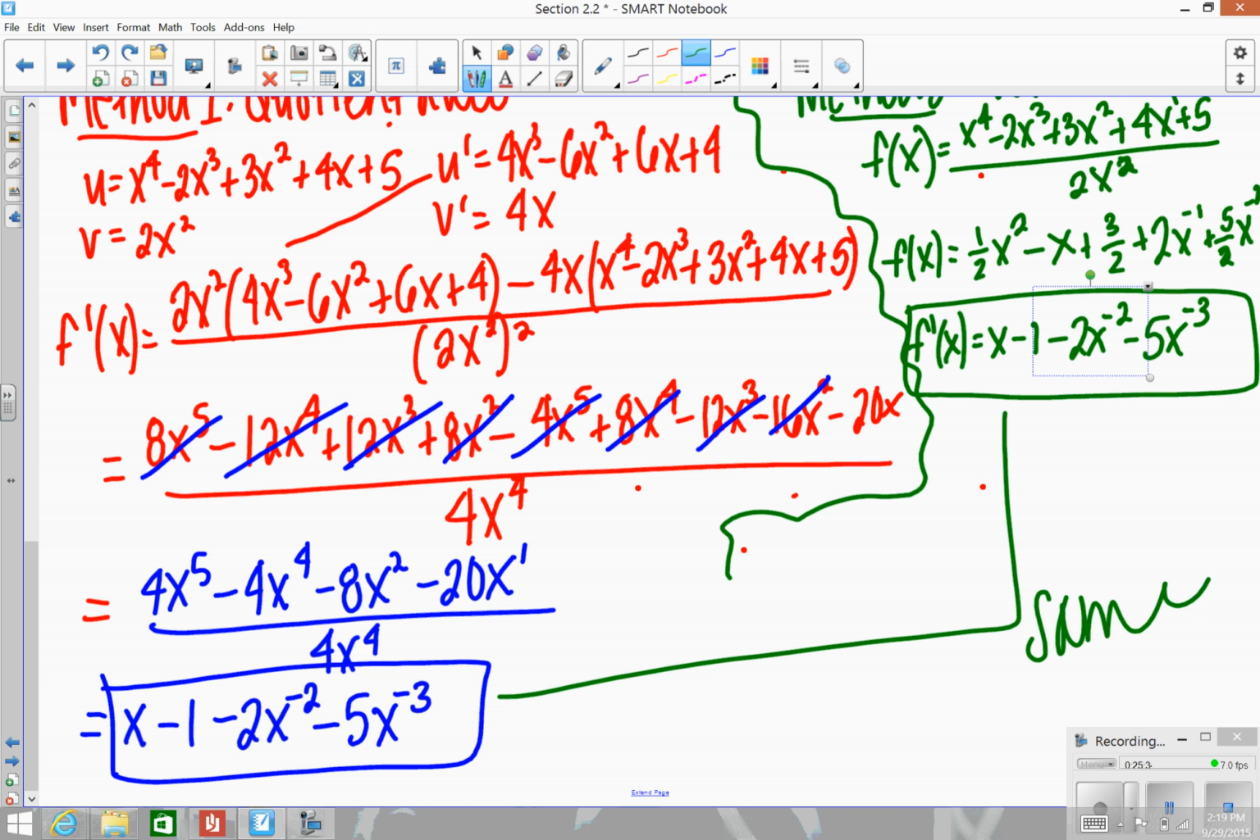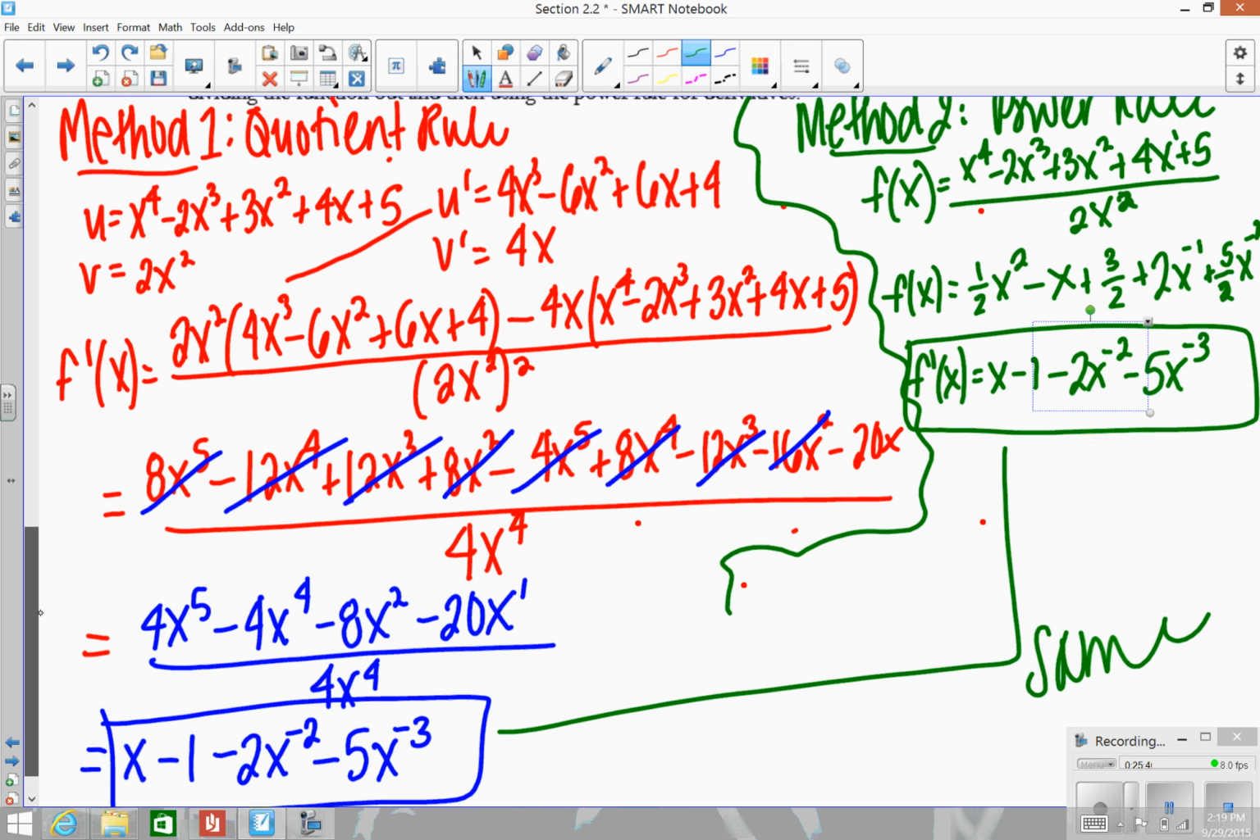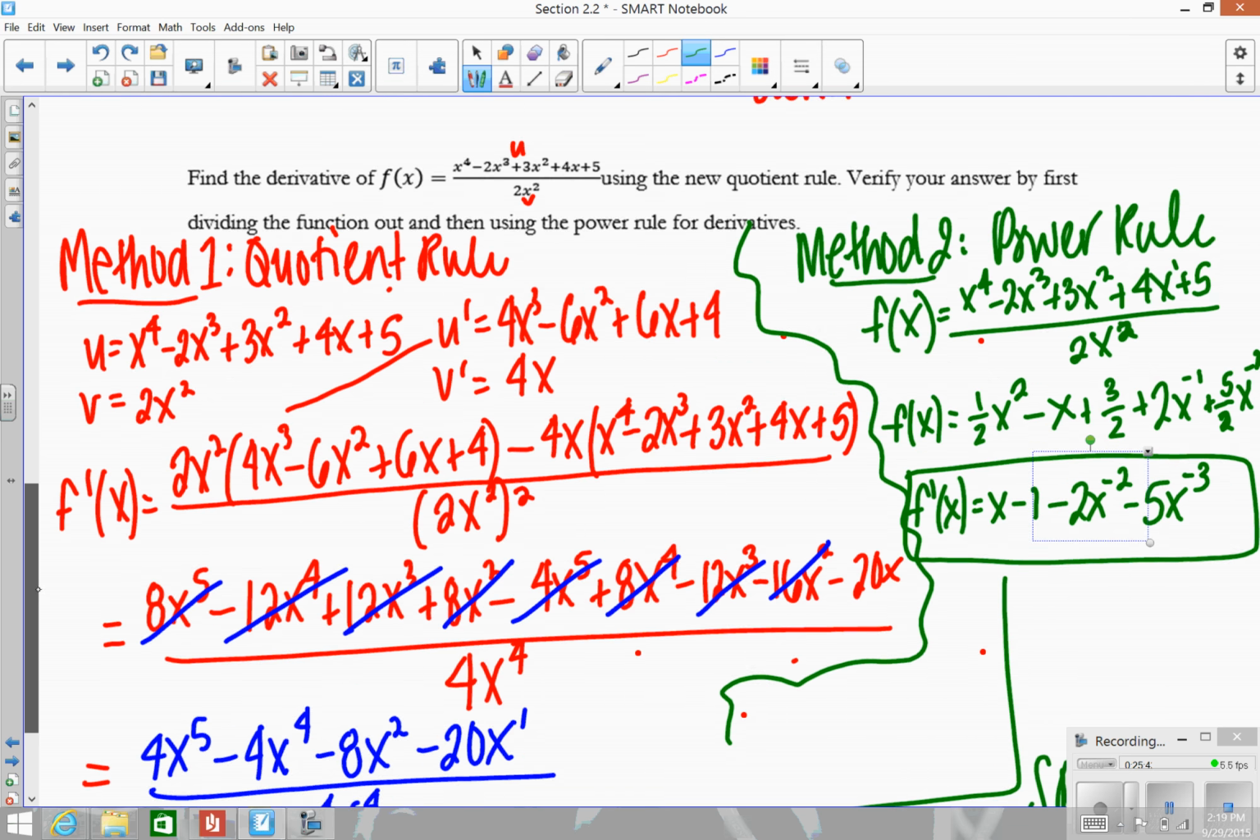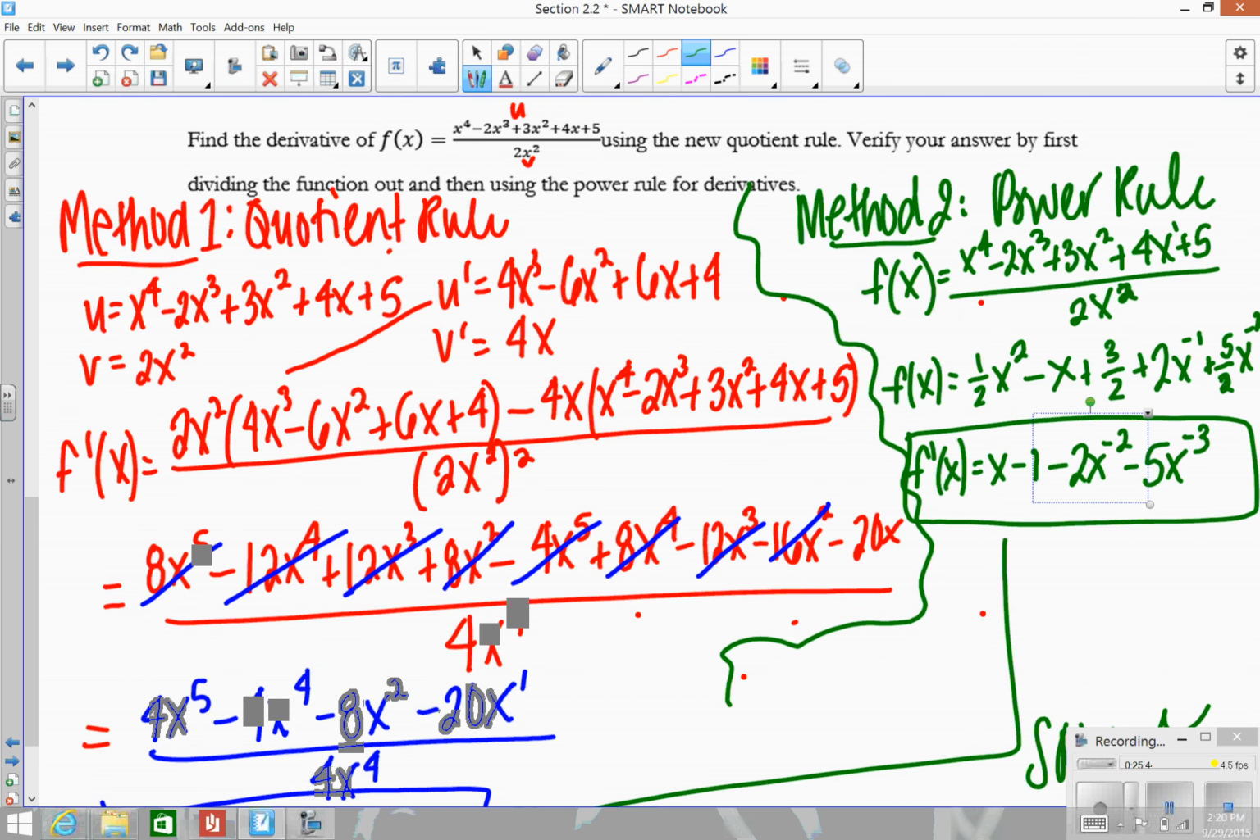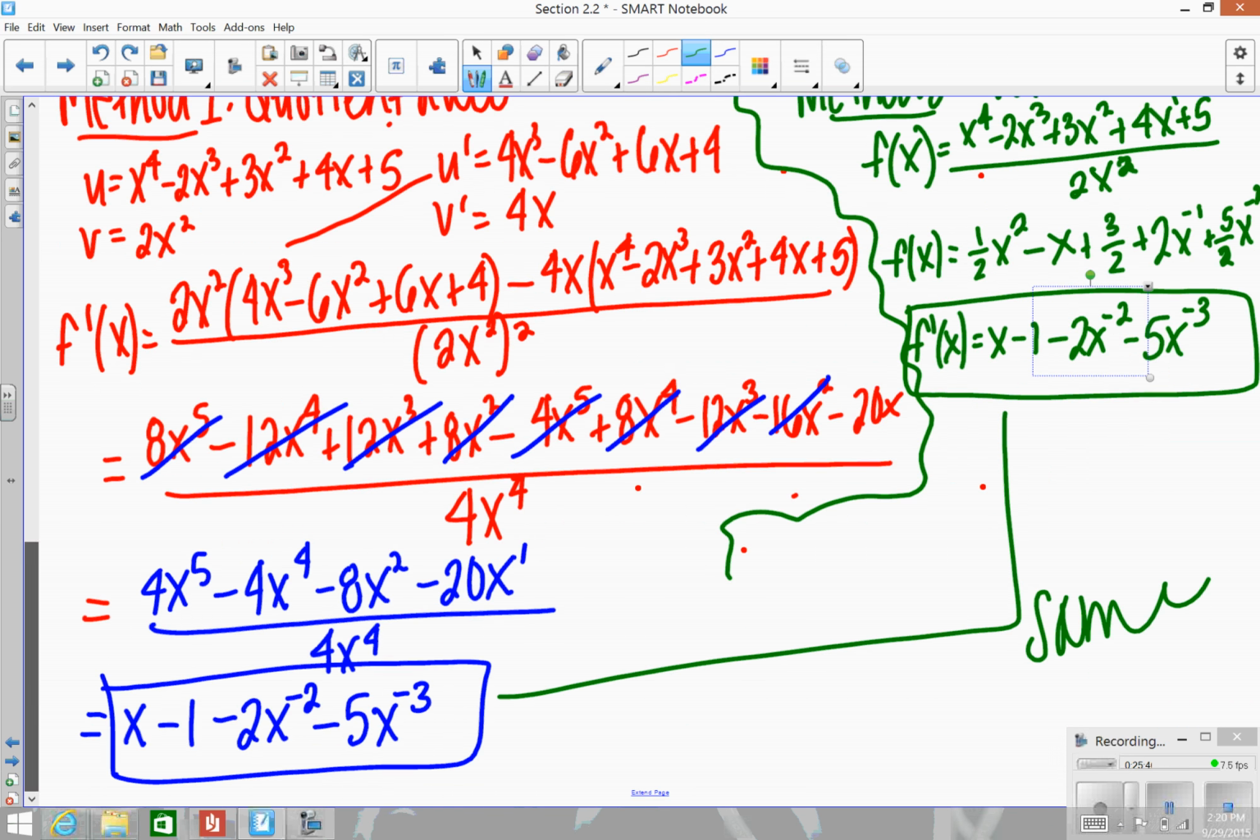So again, it's your choice how you want to go about it, if you want to use the quotient rule or if you want to use the power rule. In this case, it's definitely easier to use the power rule. It's a lot less steps, but in the end, you want to sometimes use the quotient rule when you can't actually apply the power rule.